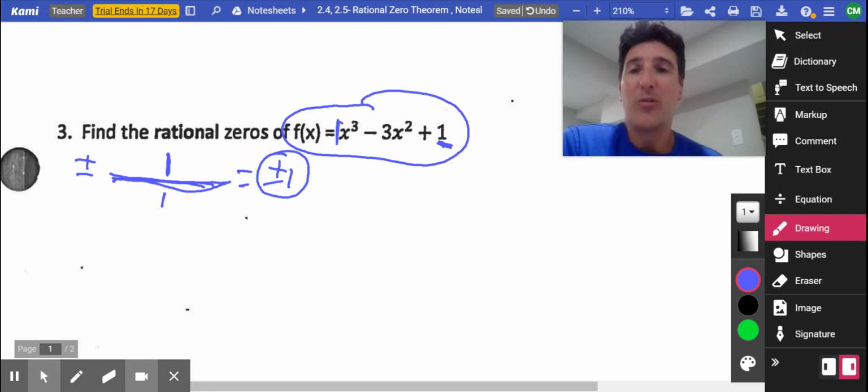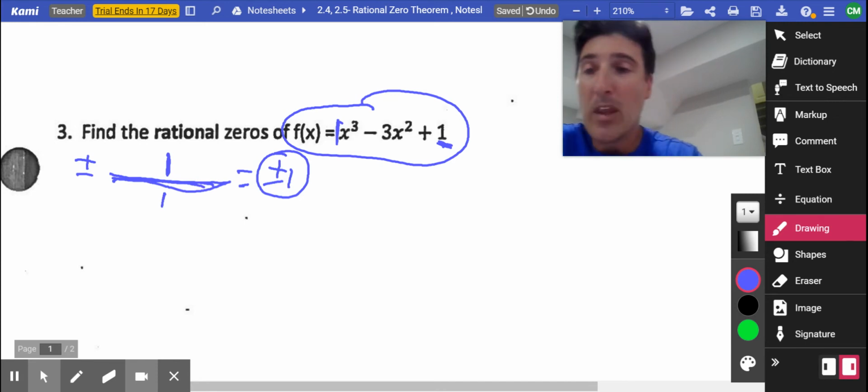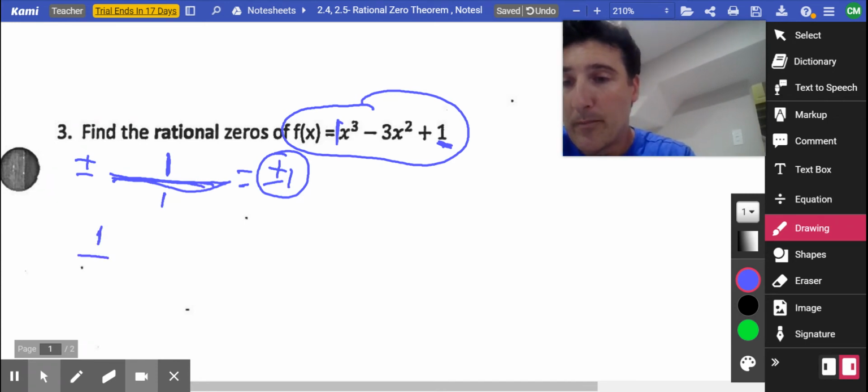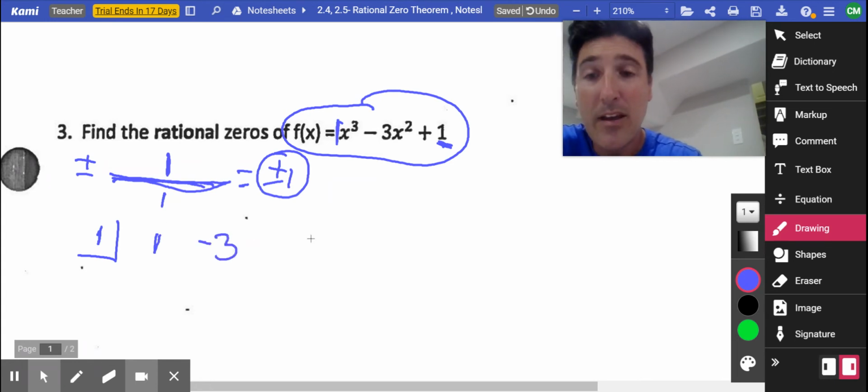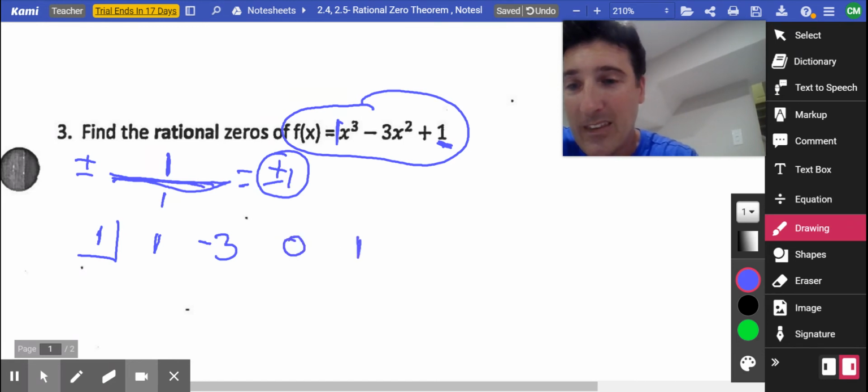So I am just going to use synthetic division for 1. If it doesn't work, meaning I don't get 0 for the remainder, then I'm going to use -1. So let's start off with 1. I'm going to put the coefficients here. So I have 1 x cubed, negative 3x squared. Now there's no x, so this sometimes is a sticking point. So put 0 and then put 1. This is a real quick process.